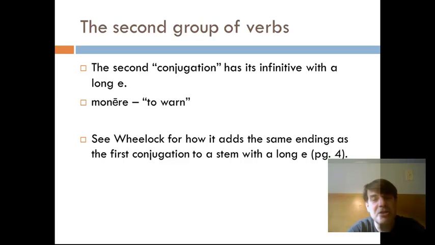See Wheelock to see how the second conjugation, the long E conjugation, puts on endings. It's going to be the same. Moneo, I warn, mones, you singular warn, monet, he, she, or it warns. Monemus, we warn. Monetis, y'all warn. Or monent, they warn. But you can look that up in Wheelock. And I believe that does it for now. For Wheelock, Chapter 1, a teaser.